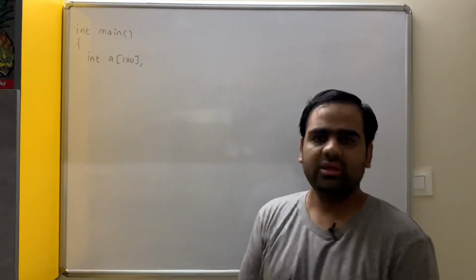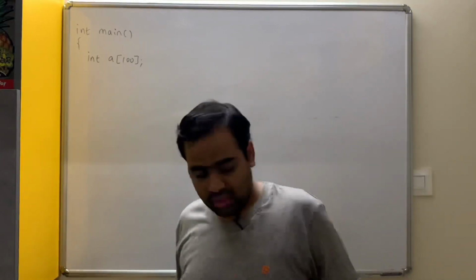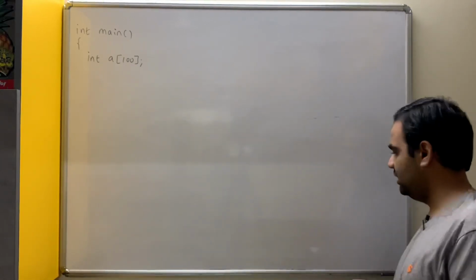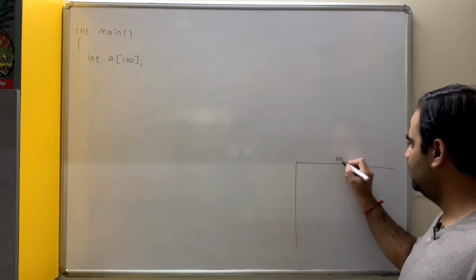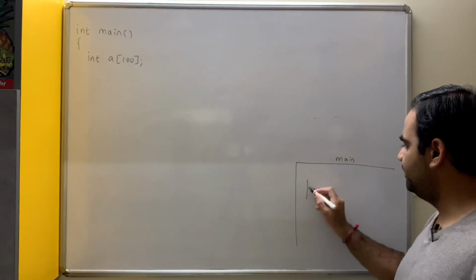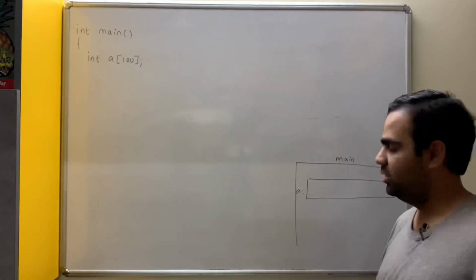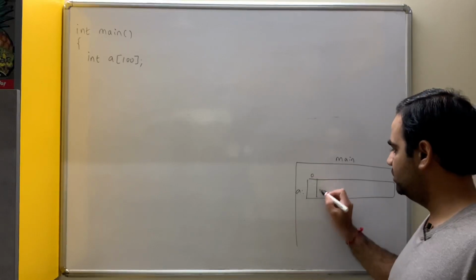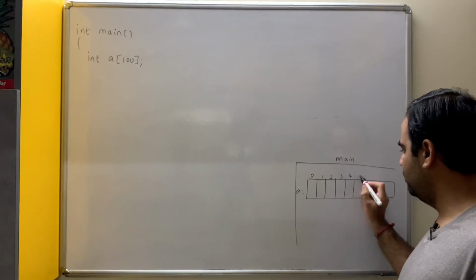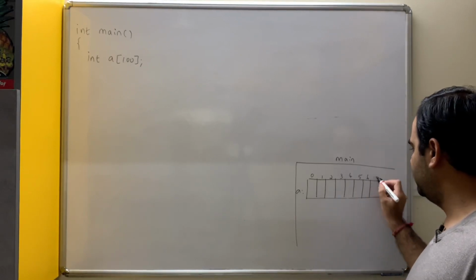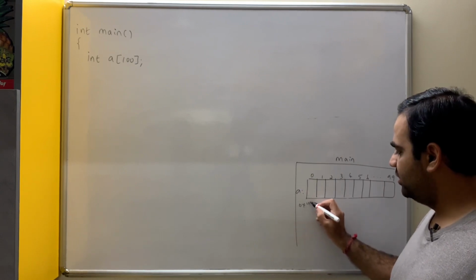Now after this, you know that an array is being created in the main memory. In the main function, an array A is created of 100 elements, 0, 1, 2, 3, 4, 5, 6 and so on up to 99. Let the base address of this be 1000.